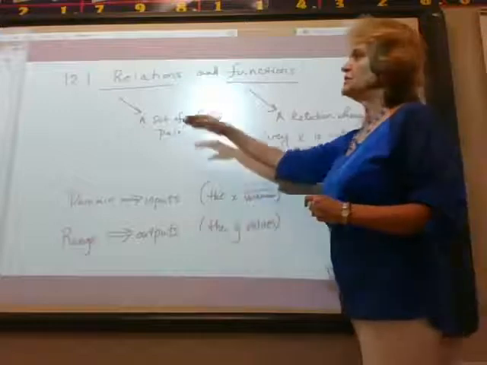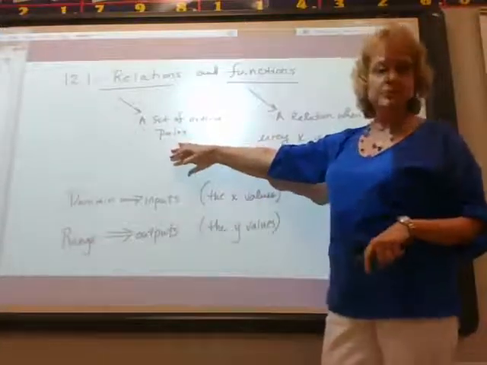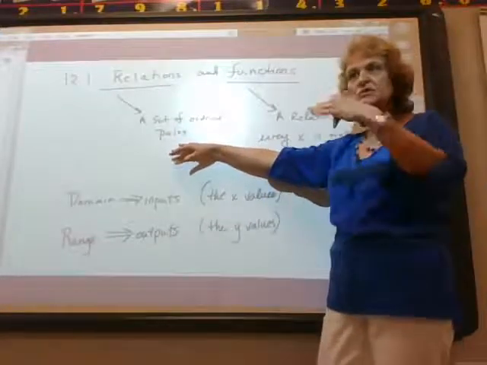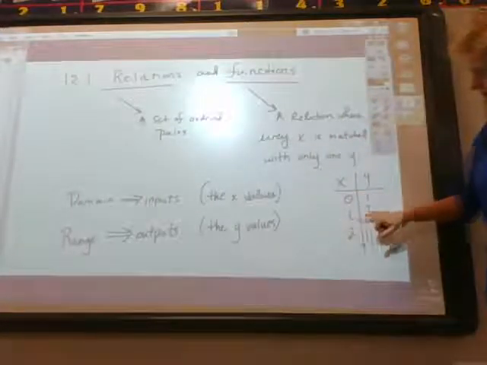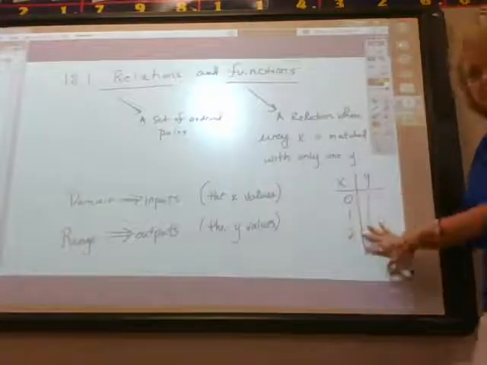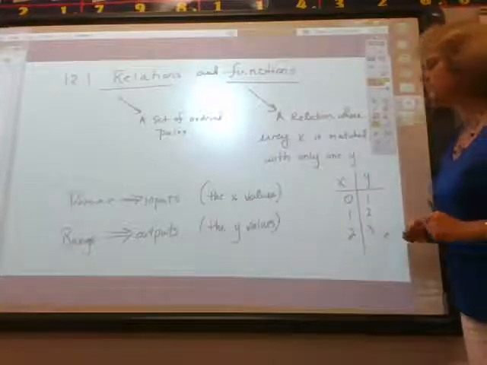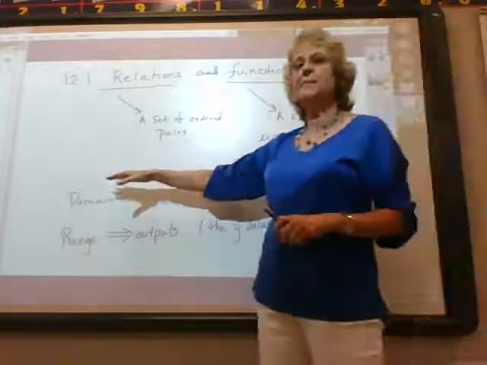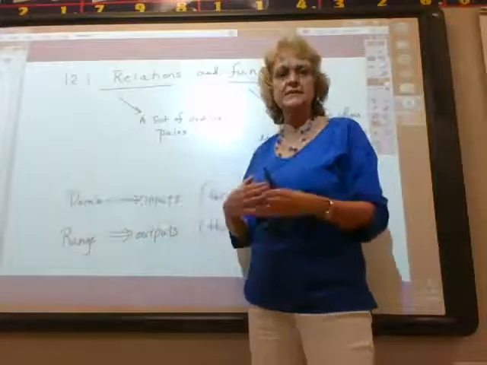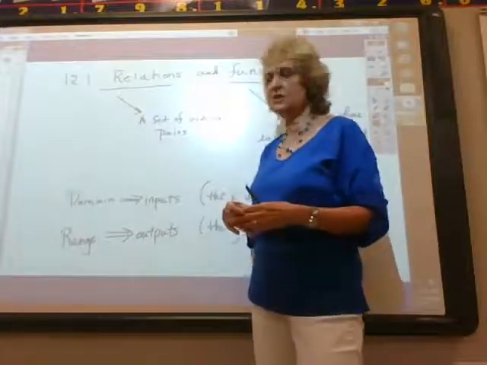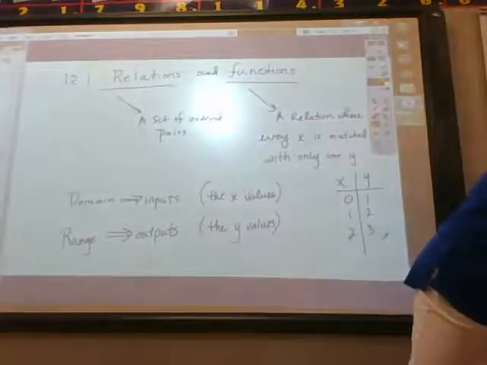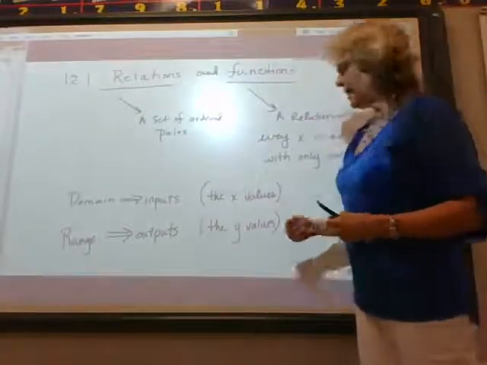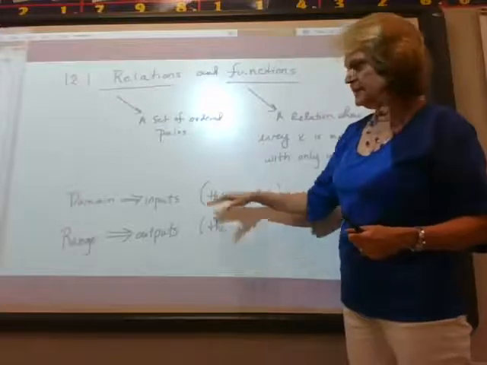I want you to know, first of all, that a relation is a set of ordered pairs. Like x, y, and here we have a little table: 0, 1, 1, 2, 2, 3. This would be a relation. It's a set of ordered pairs. When we talk about the domain, we're talking about the x's, the things you put into the function. The range is the things that come out, or the relation. And then, of course, x and y, input, output.